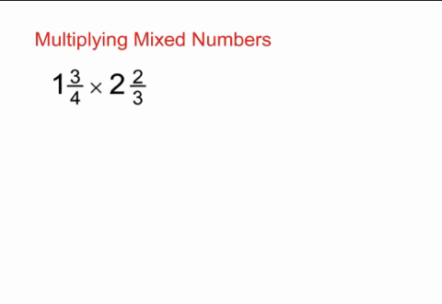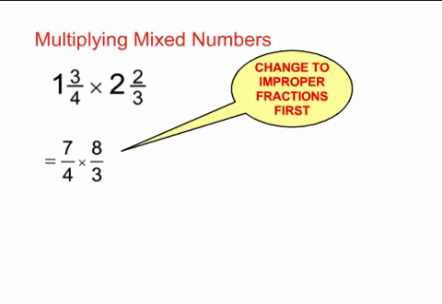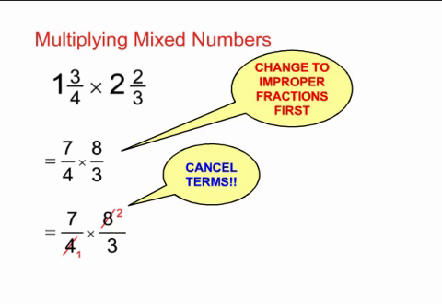How about multiplying out mixed numbers? Here we have mixed numbers 1 3/4 multiplied by 2 2/3. When we multiply mixed numbers, we first of all turn them into improper fractions. So 1 3/4 is 7/4, 2 2/3 is 8/3. So now we look to see whether any of these terms cancel. And as you can see, 4 goes into 4 once, 4 goes into 8 twice.